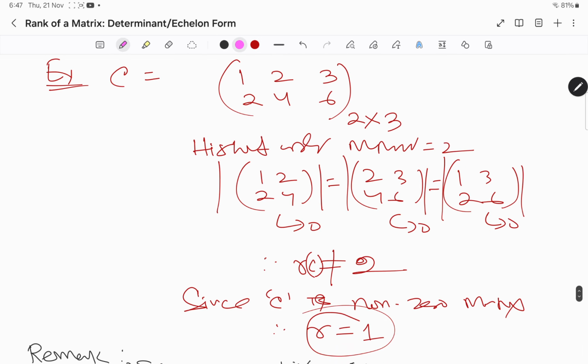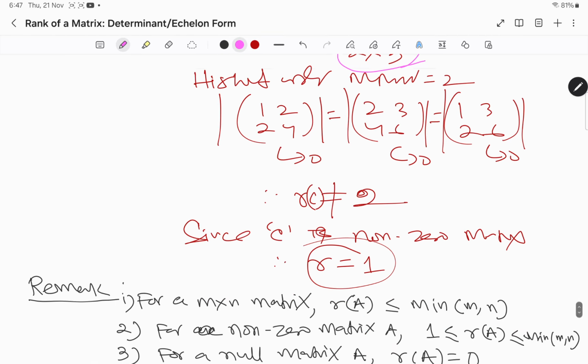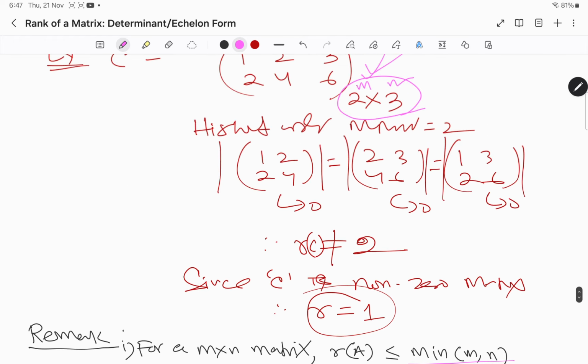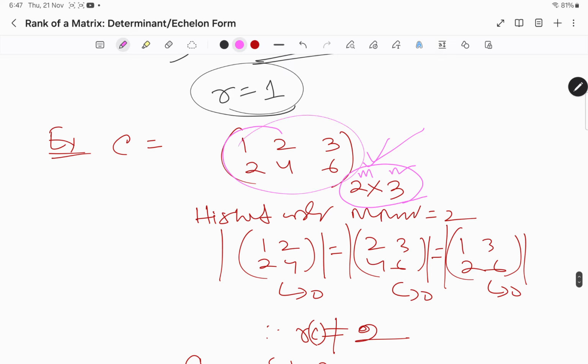In view of the above discussion, I can tell you some properties based on that. You see here, in a matrix of order M cross N, the rank of a matrix is less than or equal to the smaller of M and N. Whichever is smaller, the rank will be at most that. And if it is a non-zero matrix, then the rank is minimum 1. If it is a null matrix, then what is the rank? The rank is 0 here.